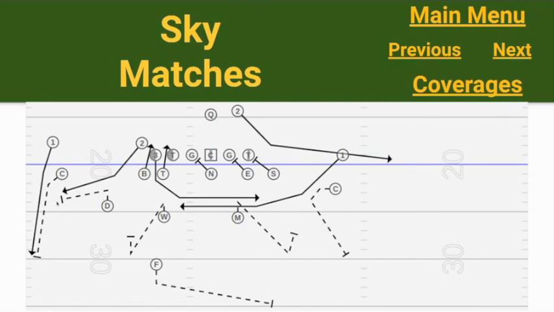Our down safety, he's going to keep outside leverage on number 2 there. Corner's running with 1, and the free should be sinking to the middle. He's free to help out if possibly these crossing routes would break off and go vertical towards the end on a busted play or something like that.